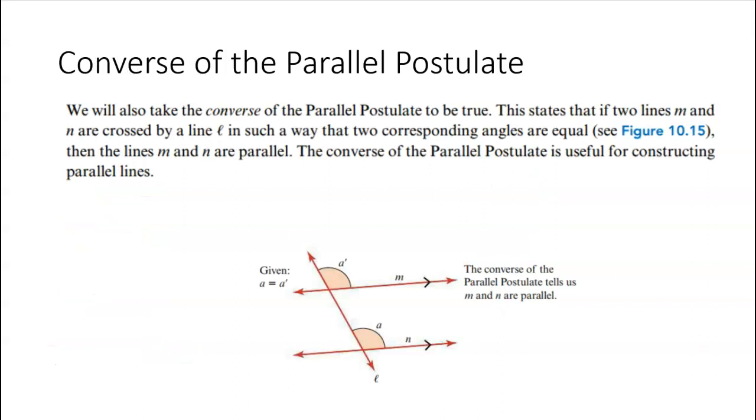So now the converse is true. That's when we take the opposite, when we say it backwards. So the converse of the parallel postulate states that if two lines are crossed by a line so that the two corresponding angles are equal, then we can say that the lines are parallel. So reverse. Before, the parallel postulate says you start with two parallel lines, you get corresponding equal angles. But this is saying if you have corresponding equal angles, then you get parallel lines. So it's saying the same thing, but in a different order.